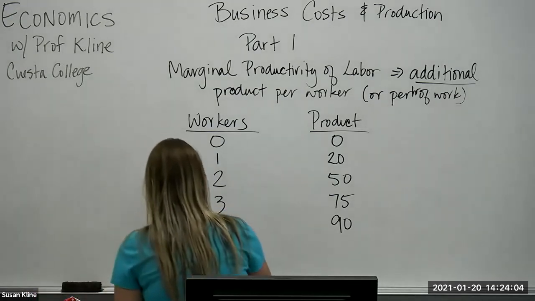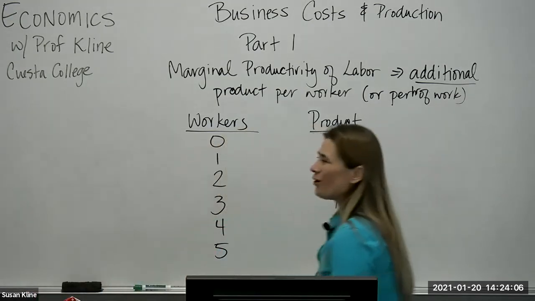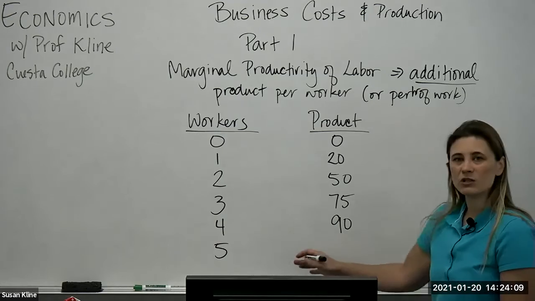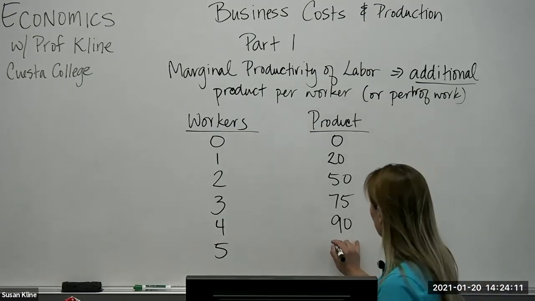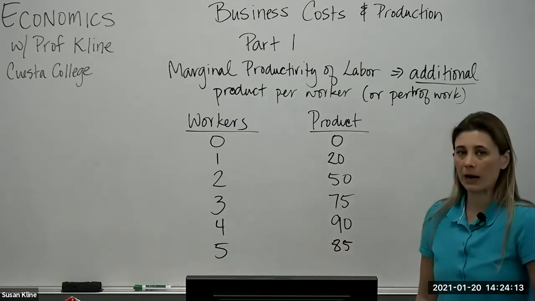And then I'm going to guess that as I hire the 5th person, they just kind of get in everyone's way. They make people stumble. And so now we're down to 85 snow cones per hour.